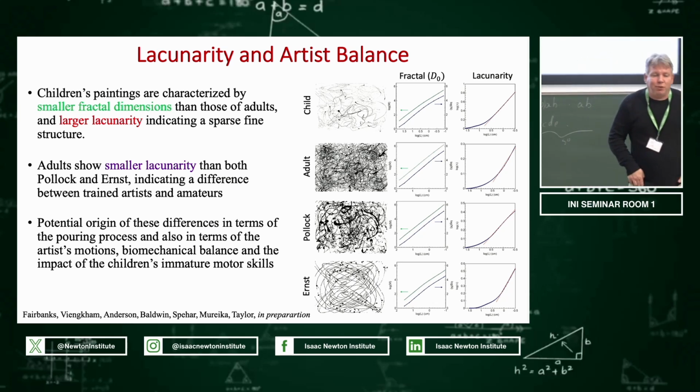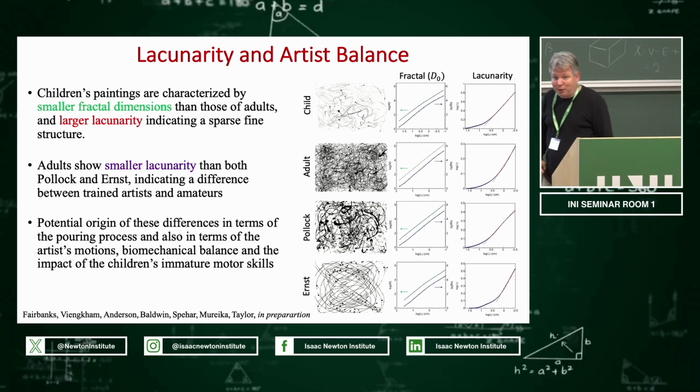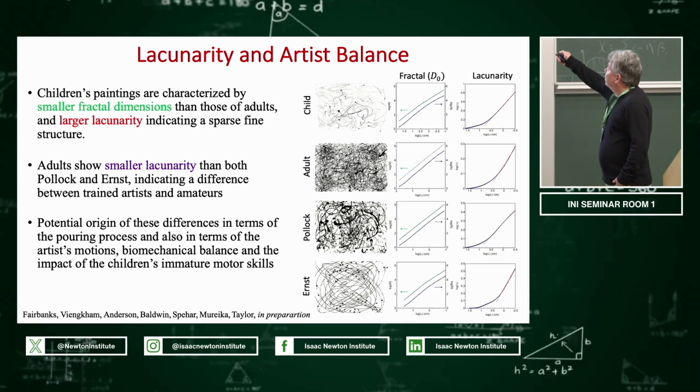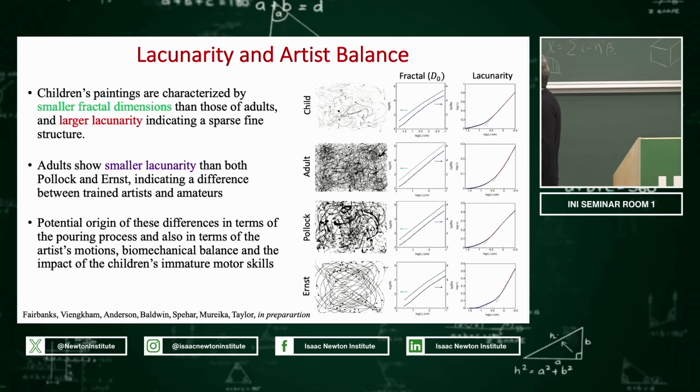And what did we find? This is a teaser for a paper that we are currently in the final stages of getting out for review. So here are the four control paintings. Here's a child painting. Here's an adult painting. Here's the Pollock painting. Here's the Ernst painting. The first column of plots is the fractal dimension. The second column is the lacunarity.